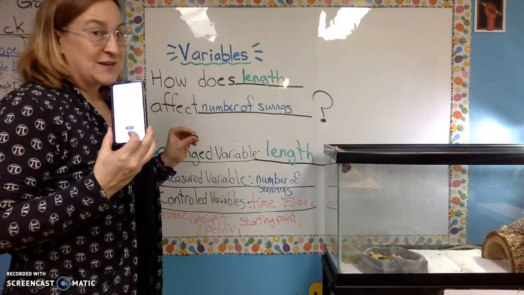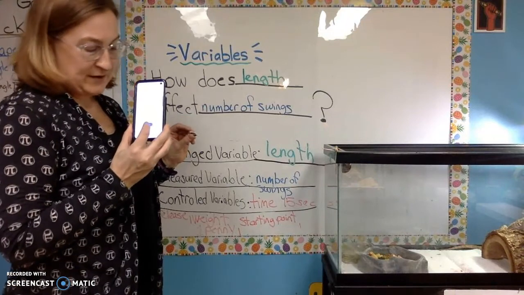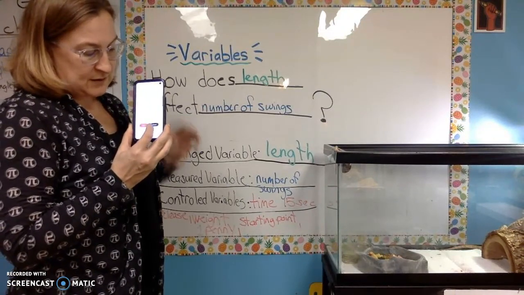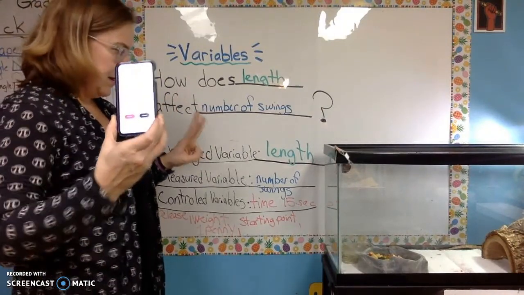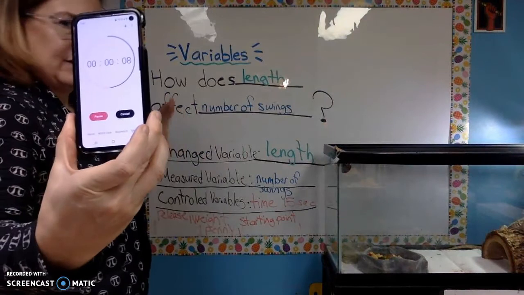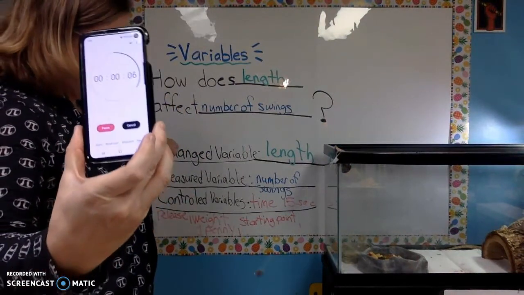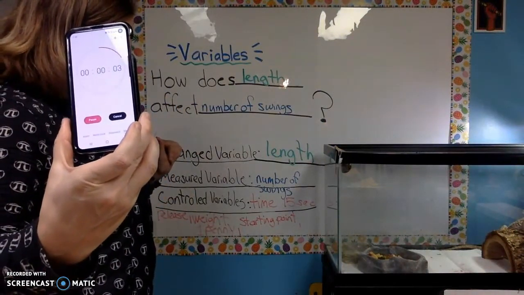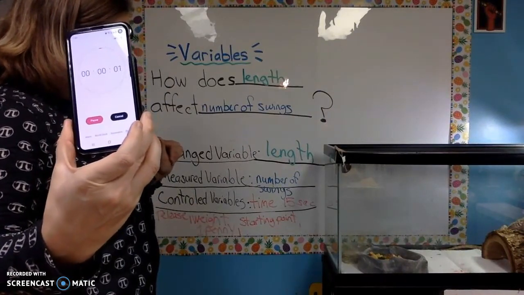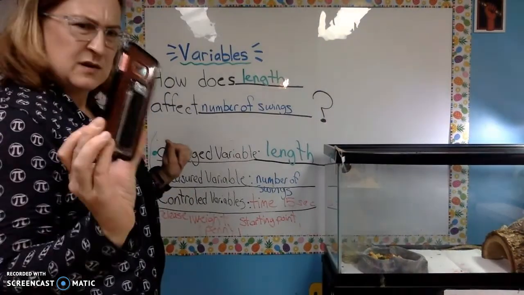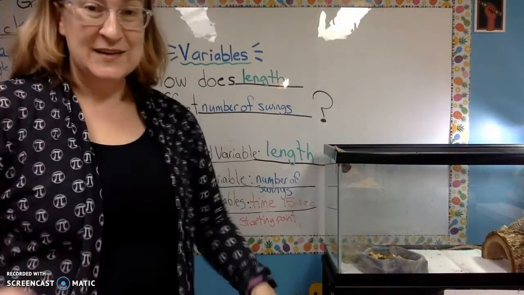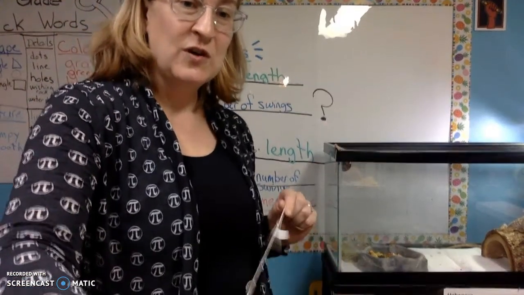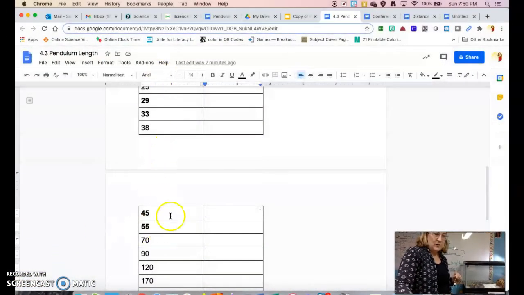Here we go, we're testing the length. This is a 45 centimeter pendulum. Start. 1, 2, 3, 4, 5, 6, 7, 8, 9, 10, 11. All right, I got 11. I think I want to test that a few more times to be really sure. But to keep this video moving, we would write in 45 is 11.